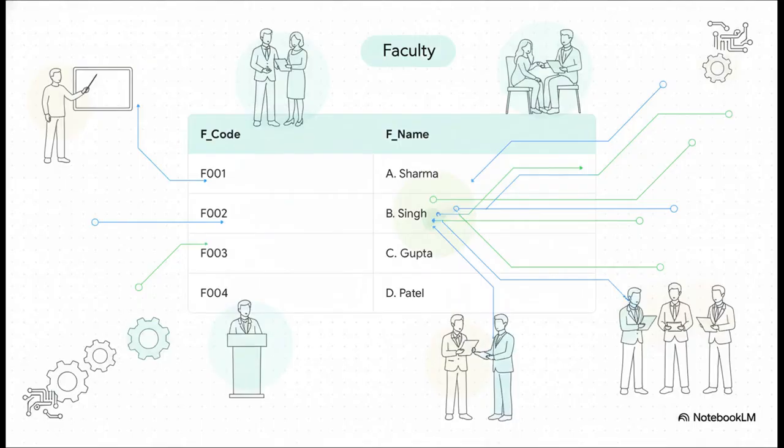First up, we've got our faculty table. It's super simple. It has the professor's name and a unique F code. Now, this code is really important. It's the table's primary key. Think of it like a unique ID for every single professor. No two can ever have the same one.